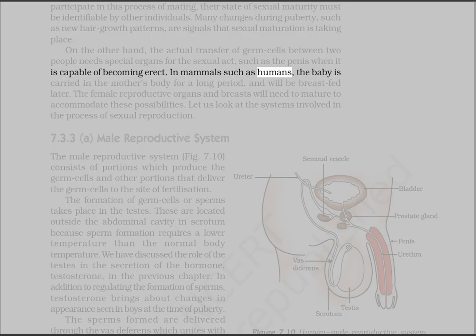In mammals such as humans, the baby is carried in the mother's body for a long period, and will be breastfed later. The female reproductive organs and breasts will need to mature to accommodate these possibilities. Let us look at the systems involved in the process of sexual reproduction. 7.3.3 A. Male reproductive system.